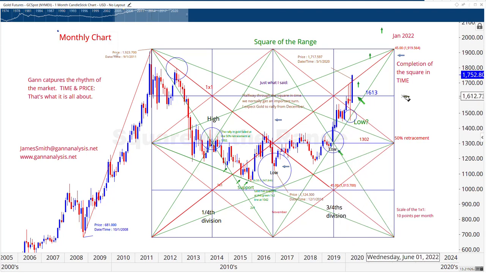So the other thing you might want to remember, if you look at this, January 2022, that's the completion of the square. The last time I talked about gold, I mentioned you want to circle that on your calendar because it's an important date. So keep in mind, if you haven't seen that prior YouTube video, you go back and review it. But anyway, January 2022 is a date to remember.